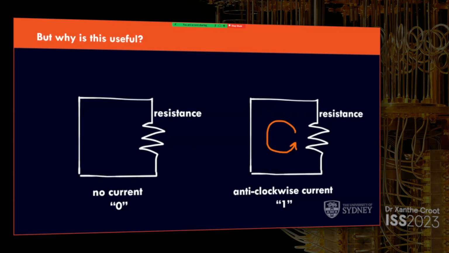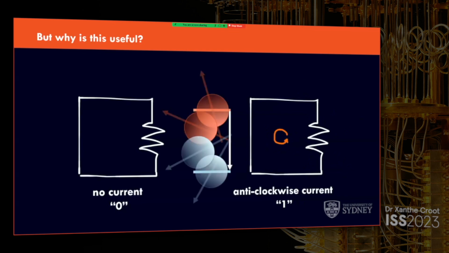What will happen? As the current flows through the circuit, if it has a resistor, that resistor is going to dissipate energy from that current. And that current is going to get smaller and smaller until it's basically the zero state. There's no current in the circuit. And this is exactly the equivalent of this qubit relaxing from a 1 state to a 0 state.